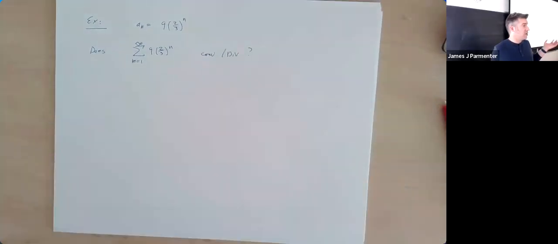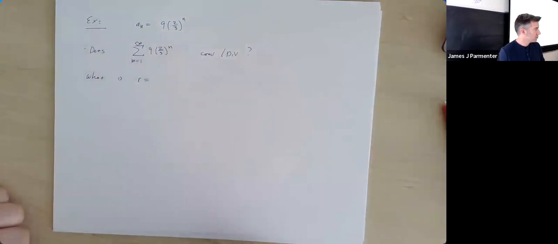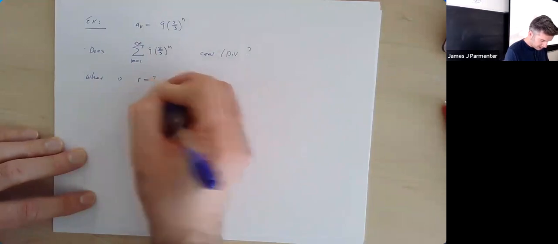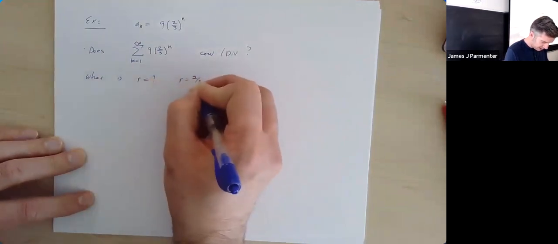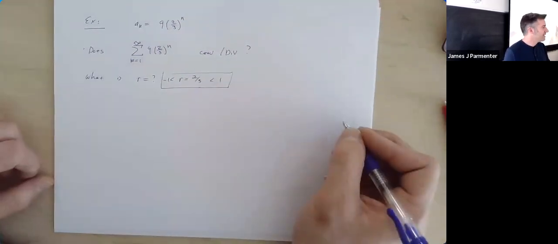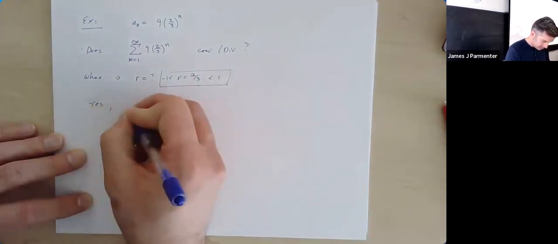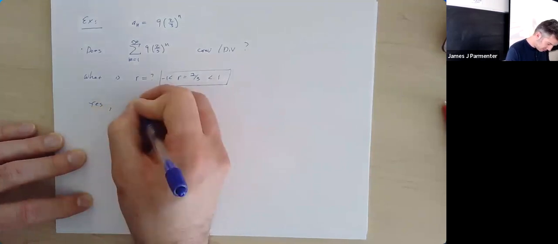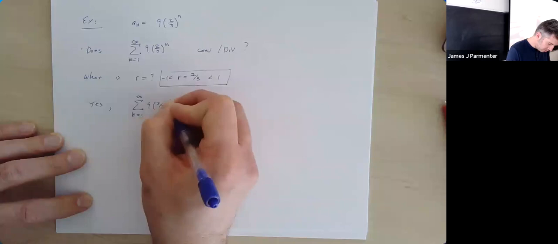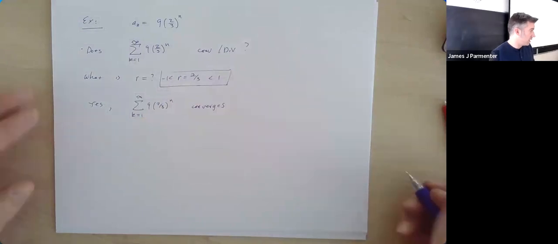Well, it's all about the ratio. So let me ask you a different question. What is the ratio? 2/3. Whatever is raised to your nth power, that is your ratio. And since r is equal to 2/3, and that's between -1 and 1, yes, we converge. Sorry. So yes, this converges. And it converges to the first term over 1 minus the ratio.